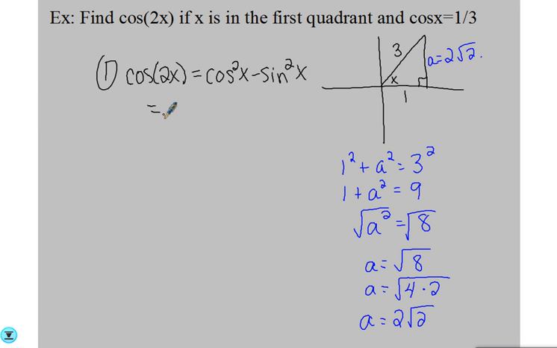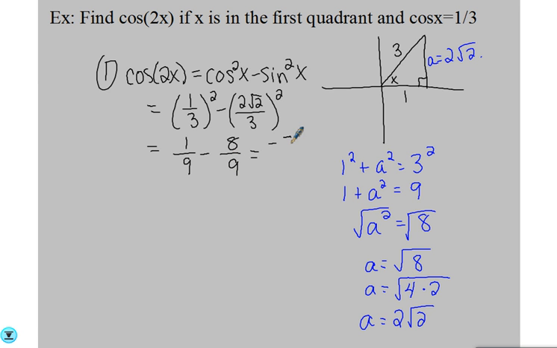So we were given that cosine is 1 over 3, so we have 1 over 3 squared minus, using our formula here, 2 root 2 over 3 all squared. So 1 over 3 squared is going to be 1 over 9 minus, remember, 2 root 2 is actually the square root of 8, so if I square that, I'm going to get back an 8 over 9. And if I subtract, 1 minus 8 is going to give me negative 7 over 9. So using our first formula, we get negative 7 over 9.